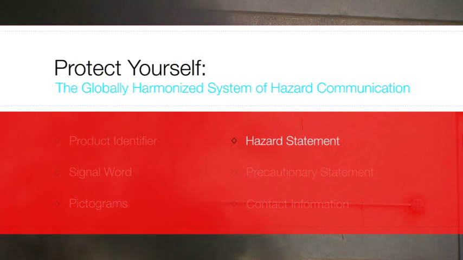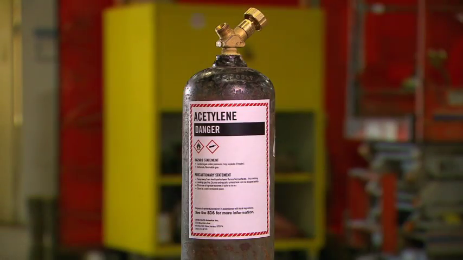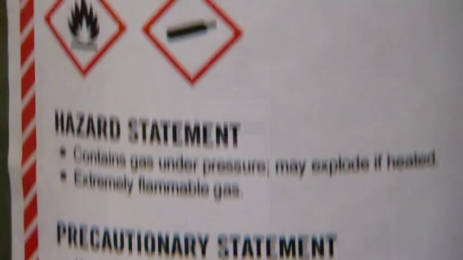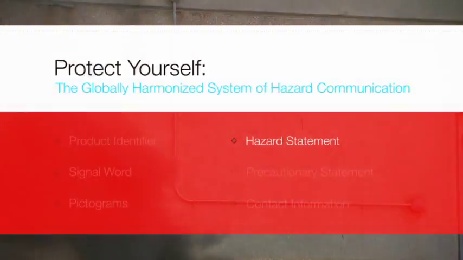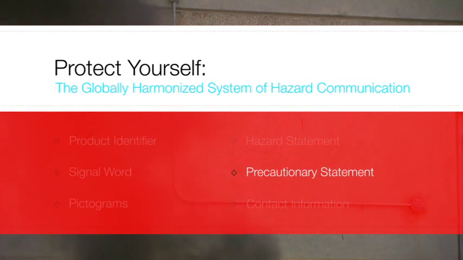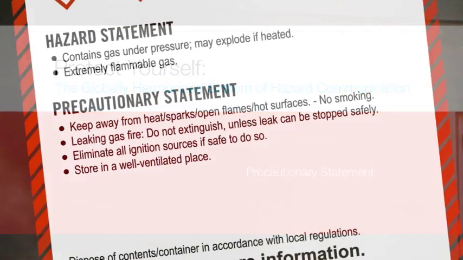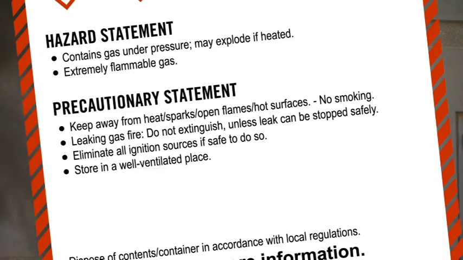The hazard statement describes the nature of the potential hazards. Let's look at the hazard statement for acetylene. Contains gas under pressure, may explode if heated. Extremely flammable gas. The precautionary statement describes the recommended protective measures you need to take.